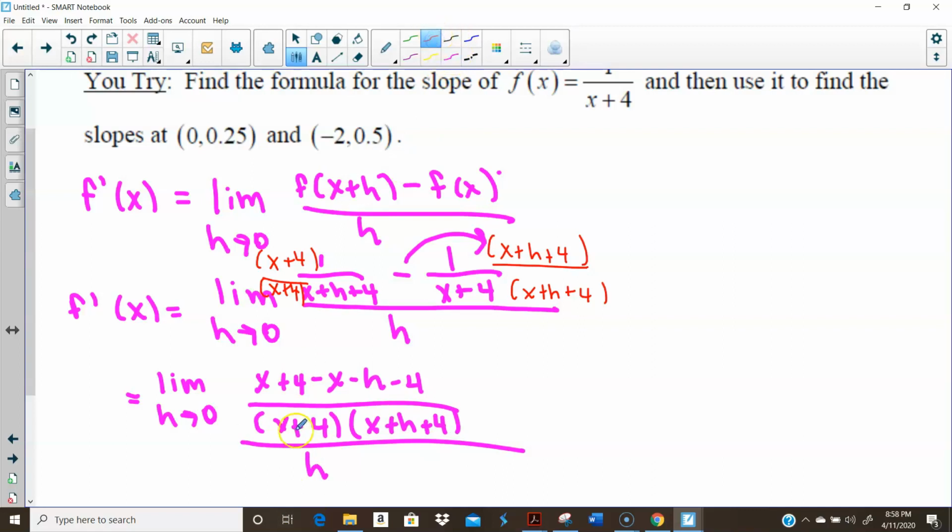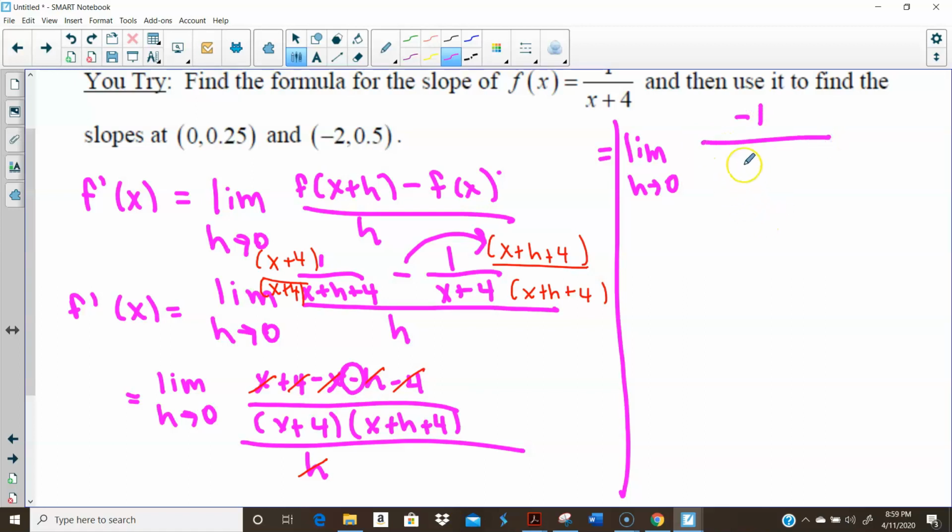So what we're hoping for is that things are going to cancel. Negative x and positive x cancel, 4 and negative 4 cancel. And now this h will cancel with this h, giving me just negative 1 in the top. So the limit as h approaches 0 is going to be negative 1 over x plus 4 times x plus h plus 4.